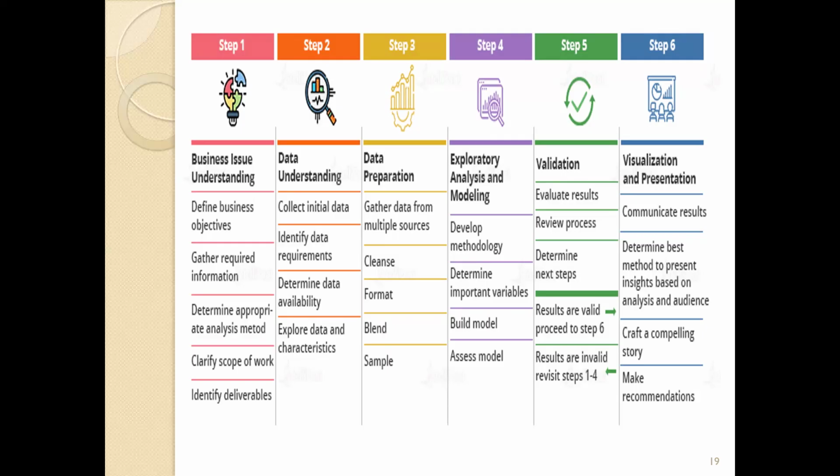The fifth phase is validation. In validation, we evaluate the results and determine the next steps to be carried out. If the results are valid, we proceed to the sixth step. If the results are carried out only from 1 to 4, it is considered invalid. The last phase of the data analytics life cycle is data visualization and presentation. How we are going to present our data to the user, how we are going to craft it, and which is the best method to present our data. So these are the 6 phases.